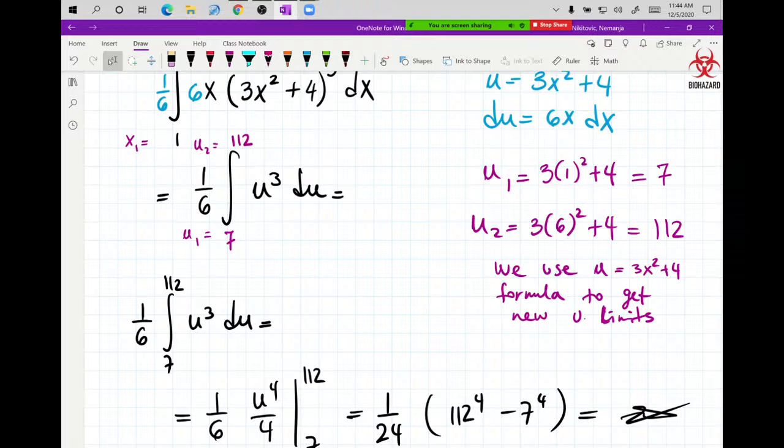Now, some students said, well, how about if I just go back into x variable and then use x limits? Yeah, that's fine. Sure, why not? You can do that. But it's dangerous.